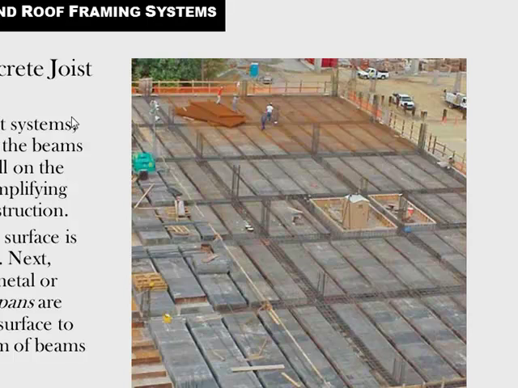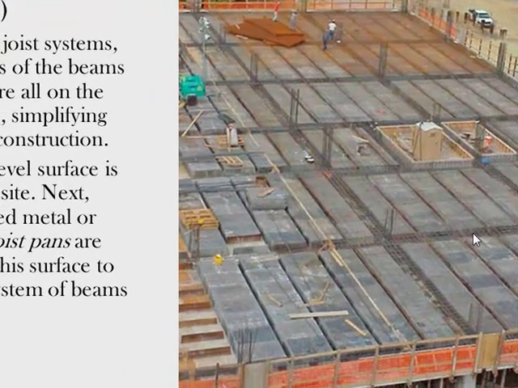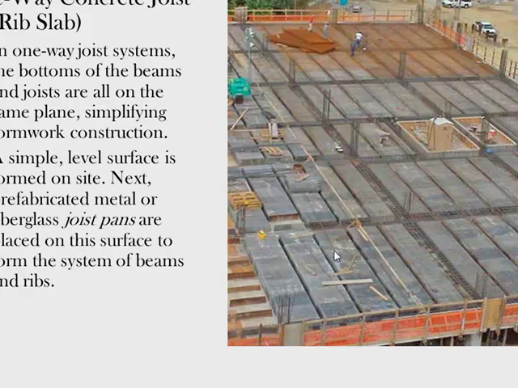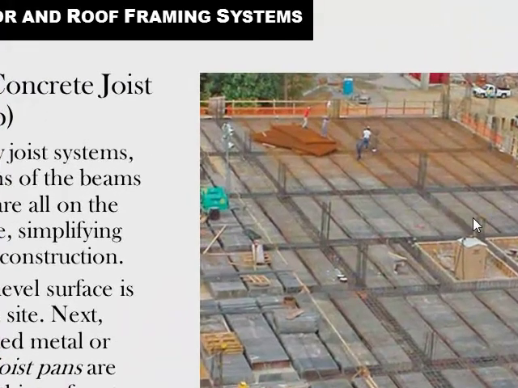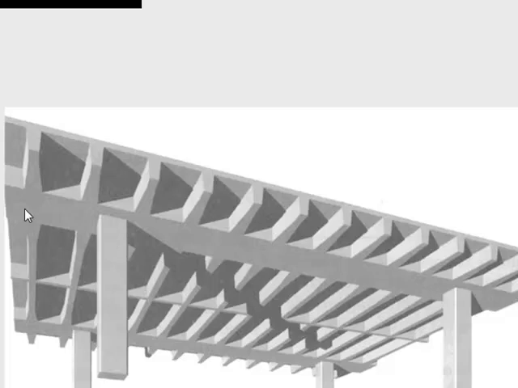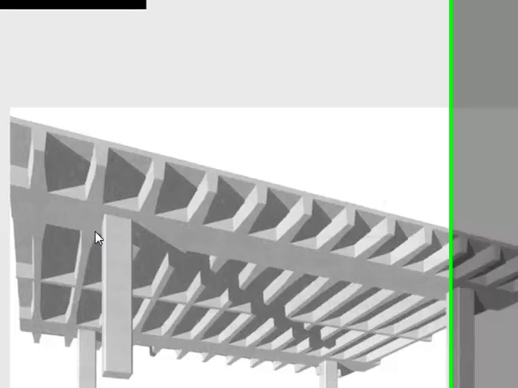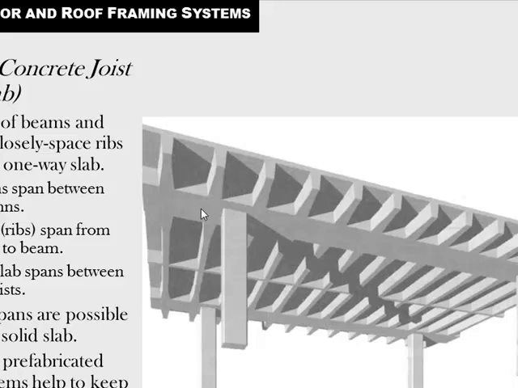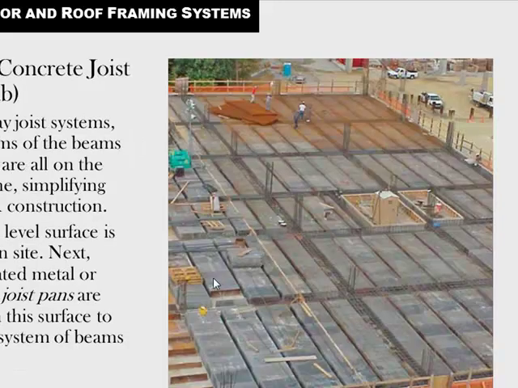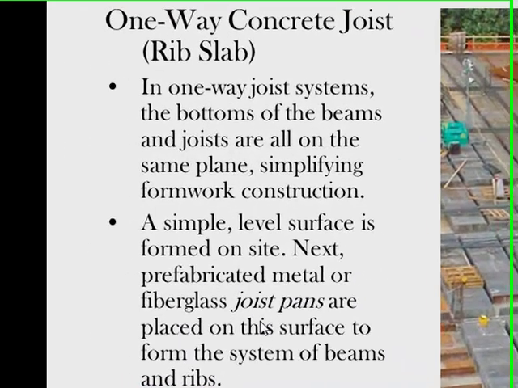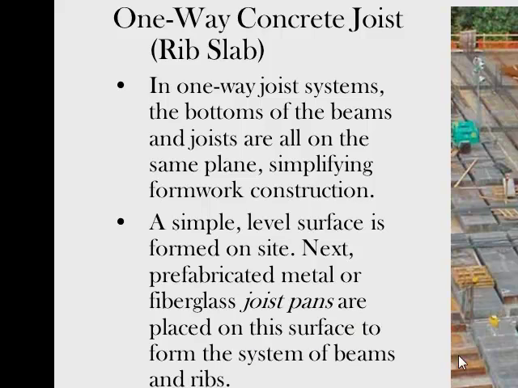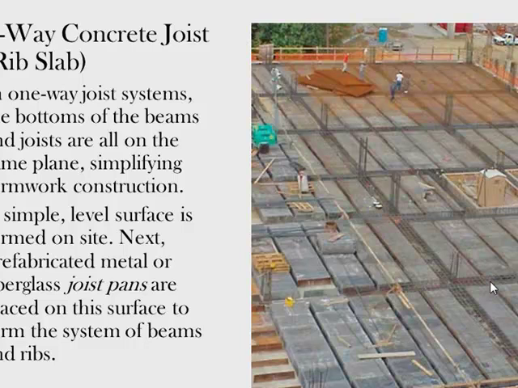Then here's a picture of a one-way concrete joist rib slab, and you can see the formwork creating the ribs. In a one-way joist system, the bottom of the beams and the joist are all in the same plane, simplifying the formwork and construction. If you go back to this, you can see what they mean. There's nothing deeper than anything else. So it simplifies the formwork and the construction. A simple level surface is formed on site, and next prefabricated metal or fiberglass joist pans are placed on this surface to form the system of the beams and the ribs.